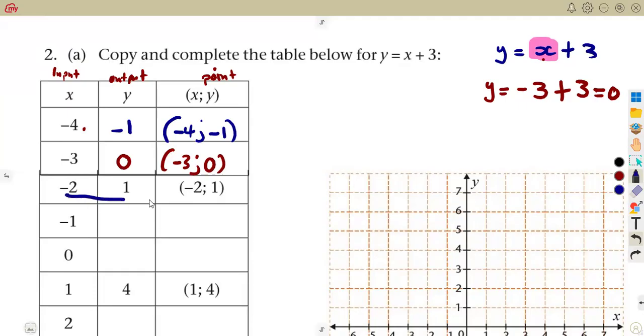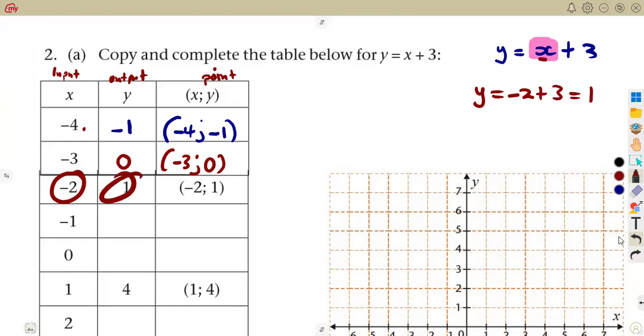This one, they have already calculated for us. If you do that and try to see if it is true, let's just do that and see. What was the value of x there? It was minus 2. Let's put minus 2 where x is. Minus 2 plus 3, which is what? A 1, which is exactly what we can see here. And as a point, minus 2, 1. So that one is already filled for us. So let's move on to another one. When x is minus 1, where our x is here, put minus 1.